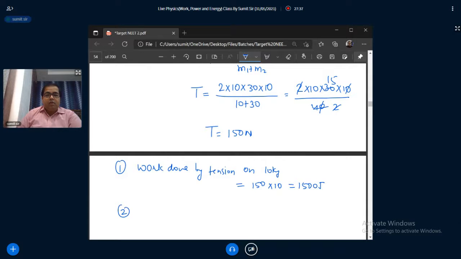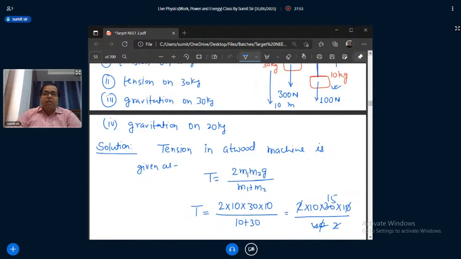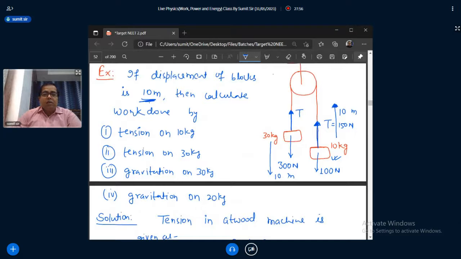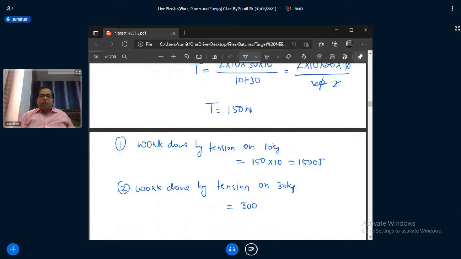Now, work done by tension on 30 kg is equal to, the force is 300. Now see, what is the angle? Force is 300, sorry, I am writing wrong. This is 150, and the displacement is downward, and the force is upward. So both are in opposite direction. So the work done is minus 150 into 10. So this is equal to minus 1500 joule. Okay.